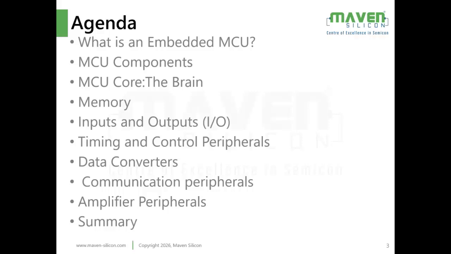Here is what we will cover today. So what exactly is an embedded MCU? Its core components: the brain, that is the microcontroller core, memory systems, input or output interfaces, timing and control peripherals, data converters, communication interfaces, and finally a powerful summary. Let's understand this step by step.